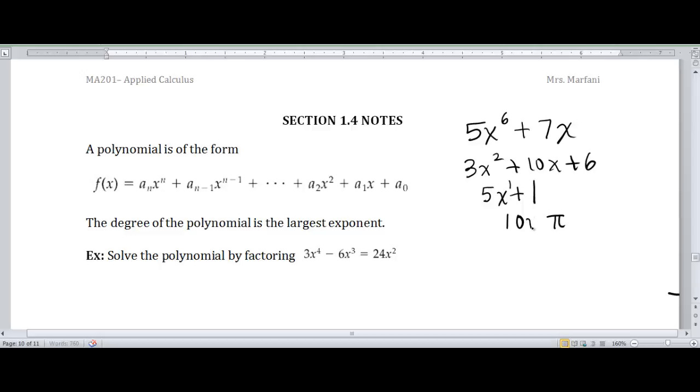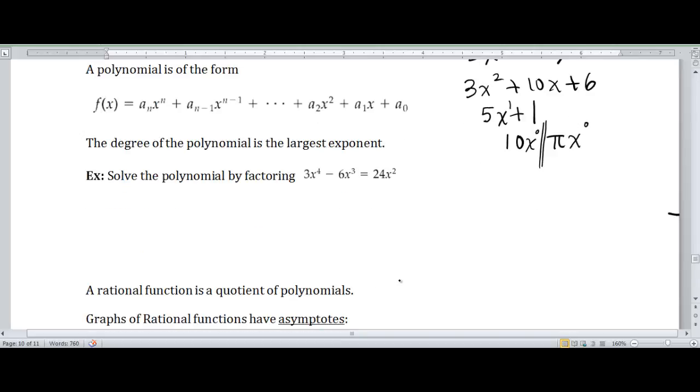These are like 0 degree polynomials, right? Because it's like 10x to the 0 or pi x to the 0, and x to the 0 is 1. So all of these are polynomials. We can solve polynomials a bunch of ways. Let's look at this first one.